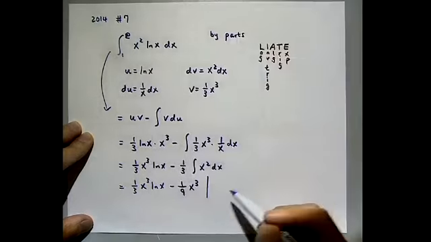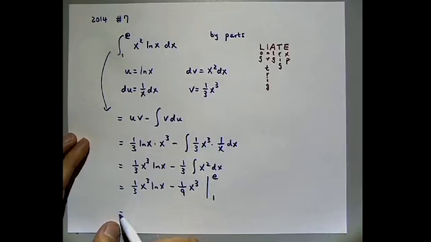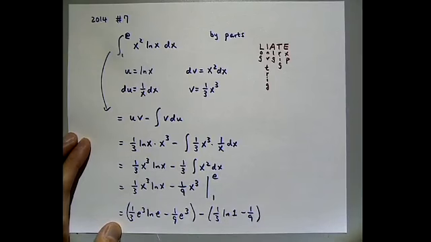And now I'll deal with the integration limits. Okay, now we're subbing e here: 1/3 e cubed natural log of e minus 1/9 e cubed, minus 1/3 natural log of 1 minus 1/9. And this is a 0.